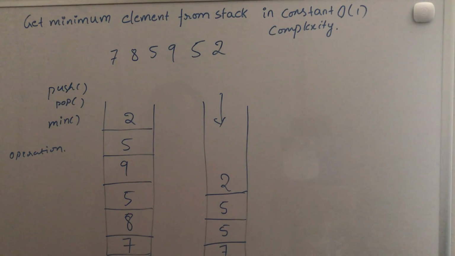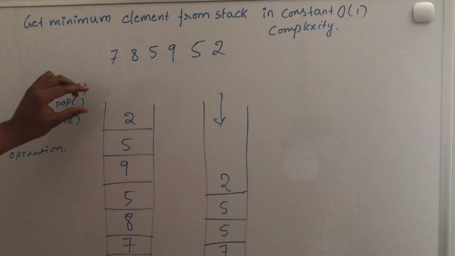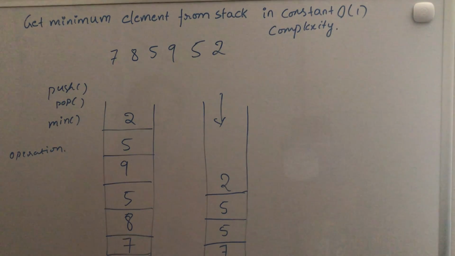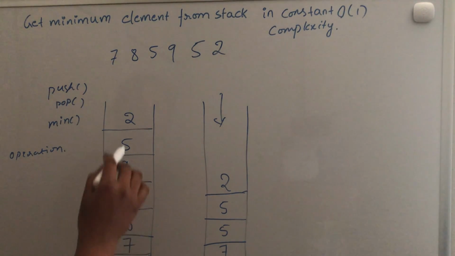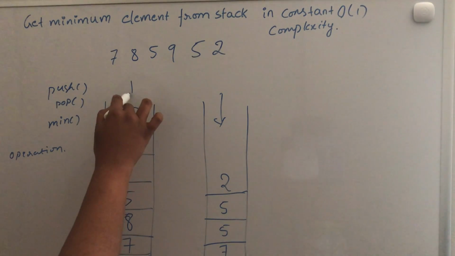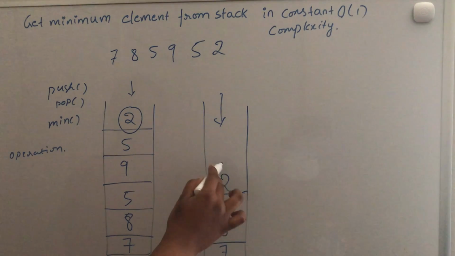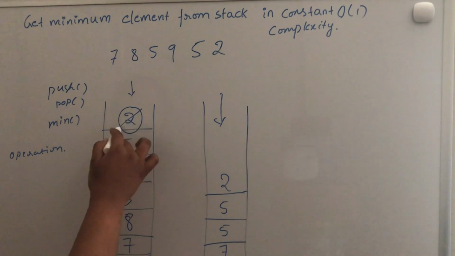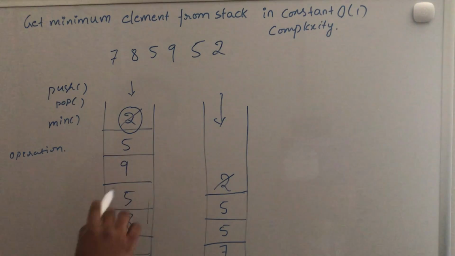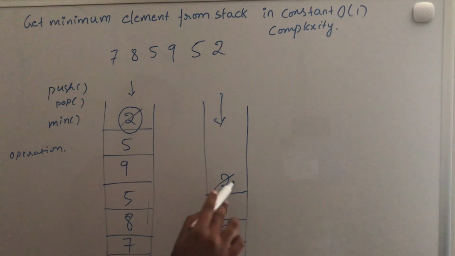The first approach did not work, because when we pop out the elements, if the element on the top of the stack and the min stack are the same, then we remove that element from both stacks. The top of the stack is 2, and here the top of the min stack is also 2, so remove this 2. So in this stack the minimum is 5 now, which is true.